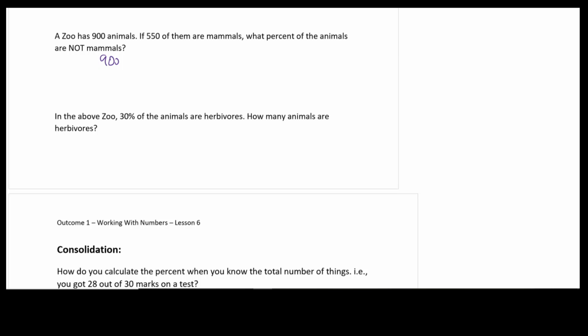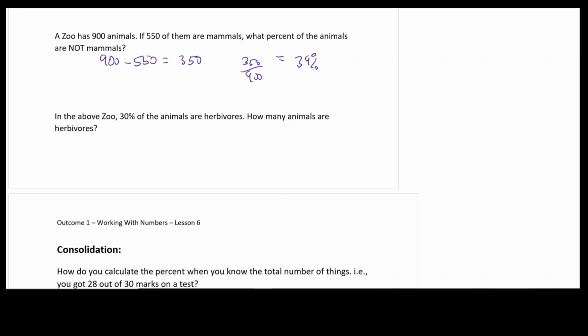So there's two ways to go about this. You can either subtract and get that there are 350 animals that are not mammals, and then do 350 out of 900. And you get, looks like 39% if you round that off. So 350 divided by 900 times 100. If you round that off, you should get 39%.